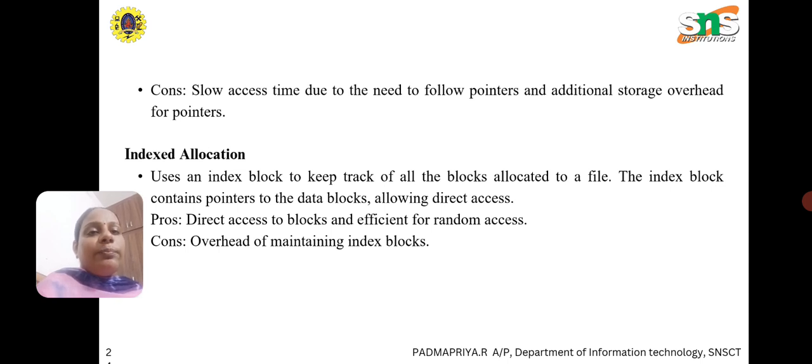Indexed allocation uses an index block to keep track of all the blocks allocated to a file. The index block contains pointers to the data blocks, allowing direct access. Pros and cons. Pros: direct access to blocks and efficient for random access. Cons: overhead of maintaining index blocks.